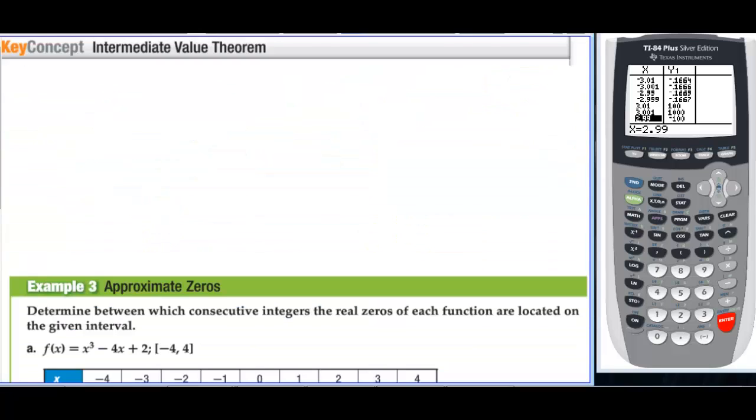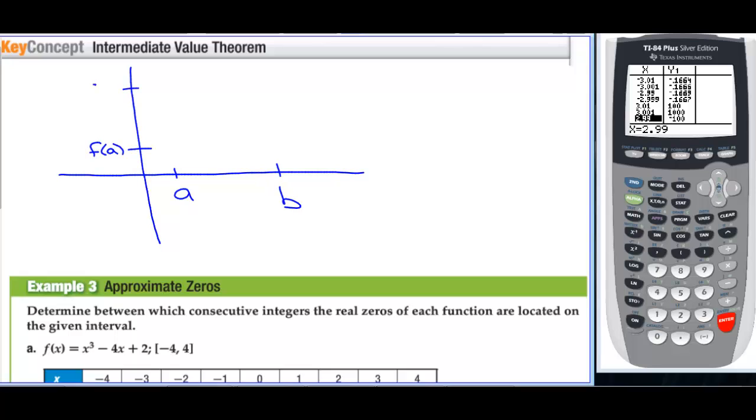The intermediate value theorem says if you have a and b here, and you have f of a and f of b, so you have the x's and the y's. And if you had these points right here, at a, f of a and b, f of b, if the function is continuous, the function takes on all of the y values between f of a and f of b. Now that's a generalization, and that's always confusing when we use generalizations.